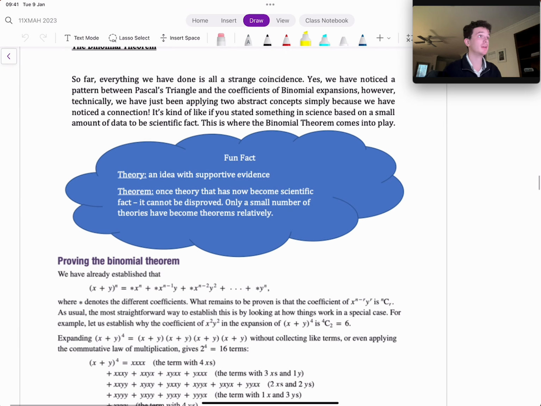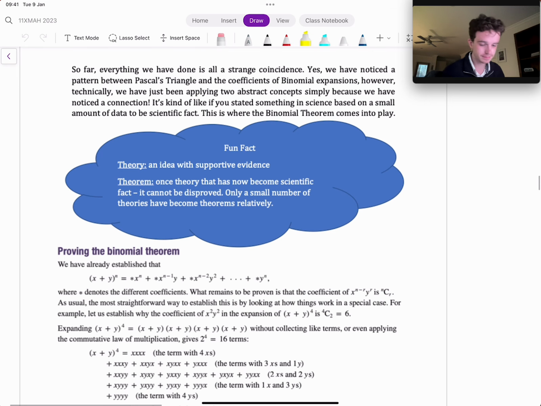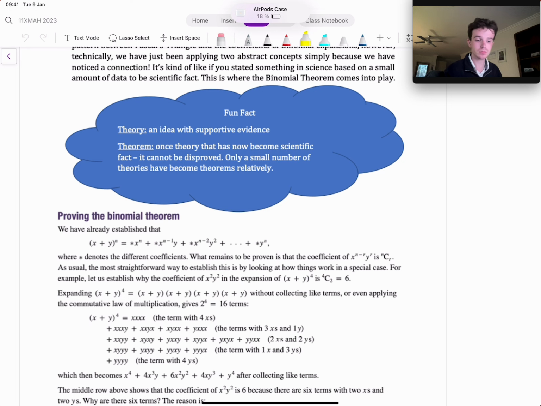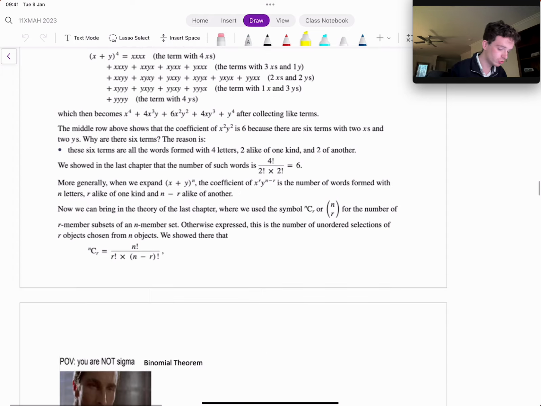So far everything we've done in the binomial theorem has been a strange coincidence. Yes, we have noticed that there's some sort of connection between Pascal's triangle and the coefficients of binomial expansions. We haven't proven that. So the binomial theorem comes into play here. The binomial theorem is a formal proof that the coefficients of binomial expansions have some sort of relationship with combinatorics.